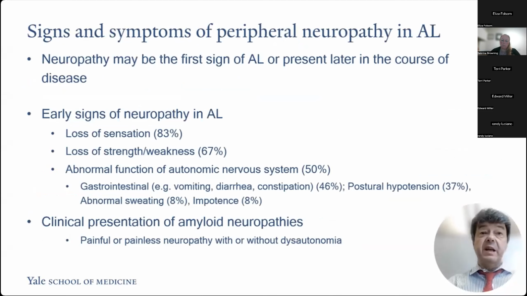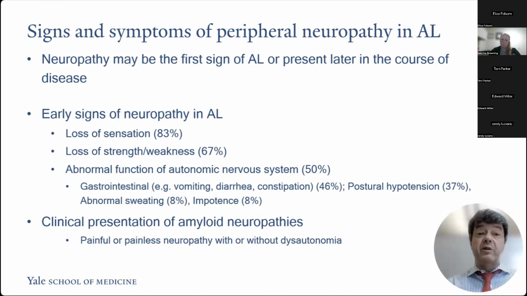Neuropathy may also be the first sign of light chain amyloidosis, or it can present later in the course of disease. Some of the early signs of neuropathy in light chain amyloidosis include loss of sensation, which is present in 5 out of 6 patients with amyloid neuropathy early on. Some of the patients will develop loss of strength and weakness, and some may display abnormal function of the autonomic nervous system, manifesting with various symptoms like vomiting, diarrhea, constipation, and orthostatic hypotension, and this is a condition when the blood pressure drops suddenly upon the change of position, typically when patients stand up.